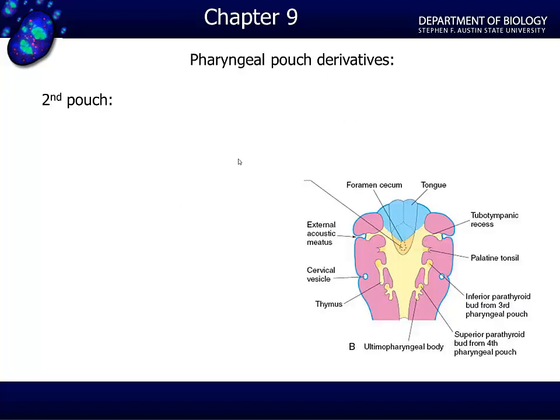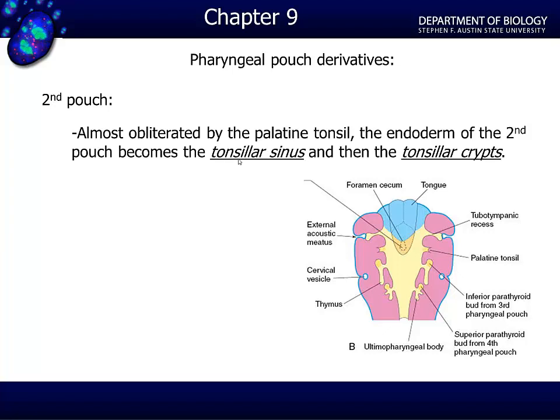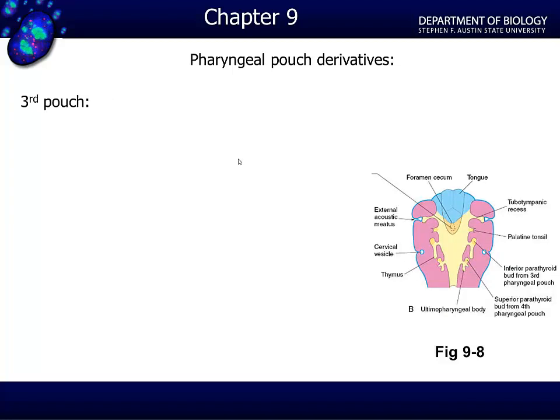So pouch number 2 is almost going to completely be obliterated, but we're going to sequester some of this endoderm inside the mesodermal tissue, and this is going to be our tonsillar sinuses, and then later in development, these are going to be our tonsillar crypts. If you look at your palatine tonsils, you're going to have these holes or grooves that go down inside of the tissue itself. Those are our tonsillar crypts, and that's where we're going to find the second pouch tissue giving rise to that.